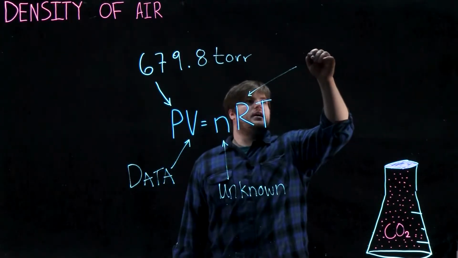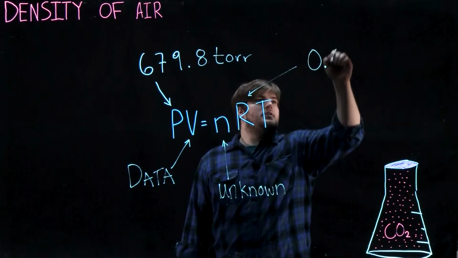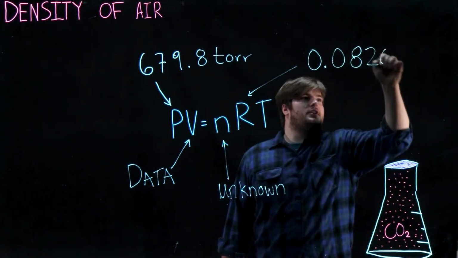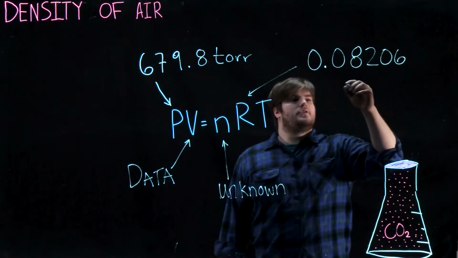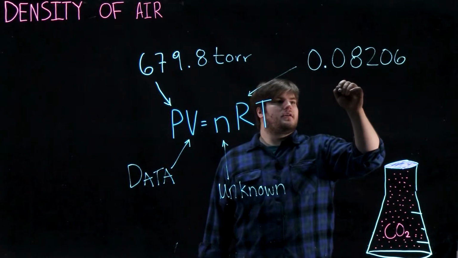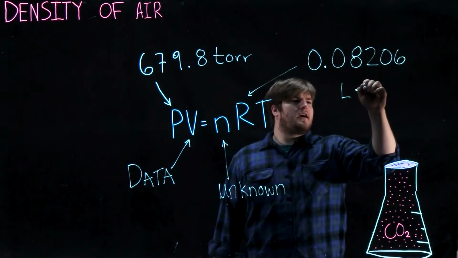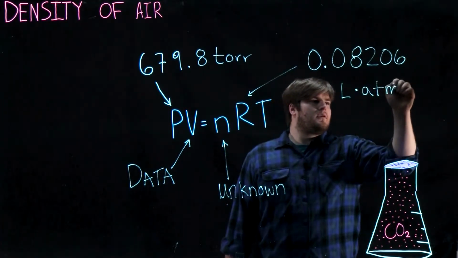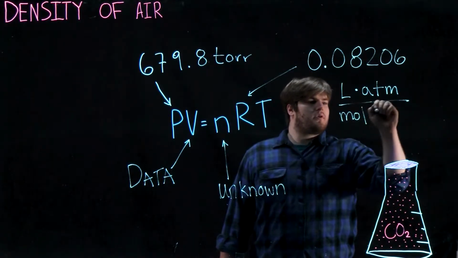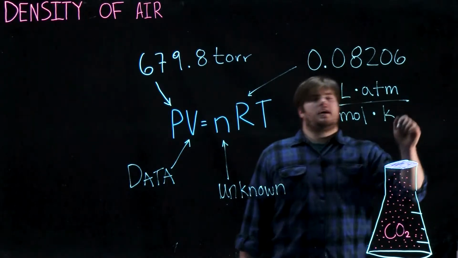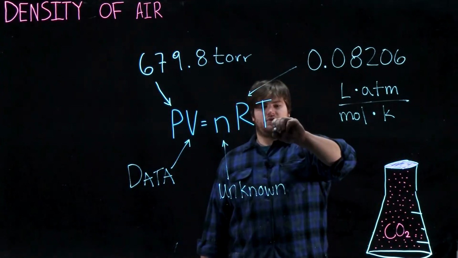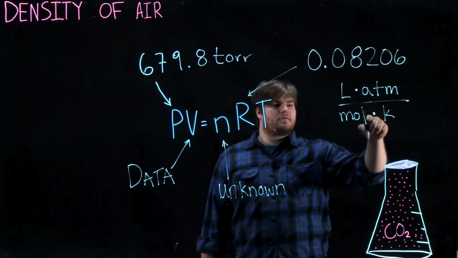We know R is a constant. This is the ideal gas constant. It's 0.08206, something around there. And the units for that are liters times atmospheres divided by mole Kelvin. And if you find different units online, well, that's probably for a different equation or different situations. So this is the one you want, the one with liter atmospheres per mole Kelvin.